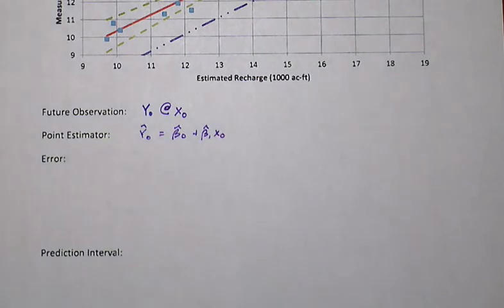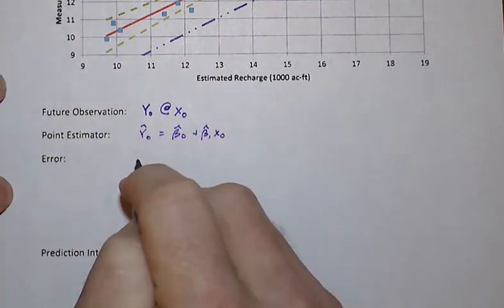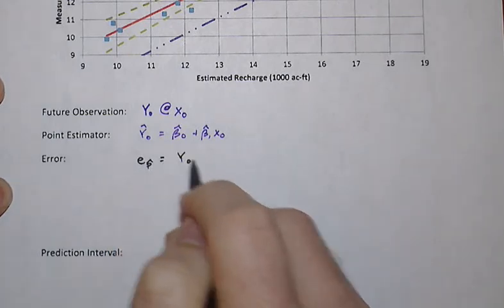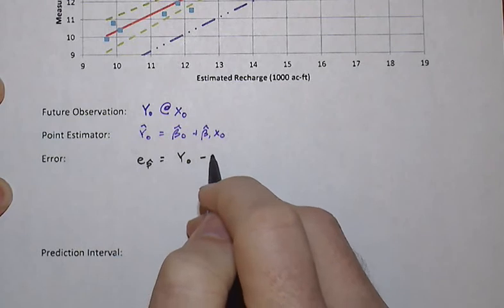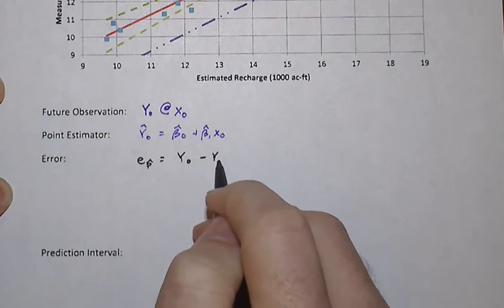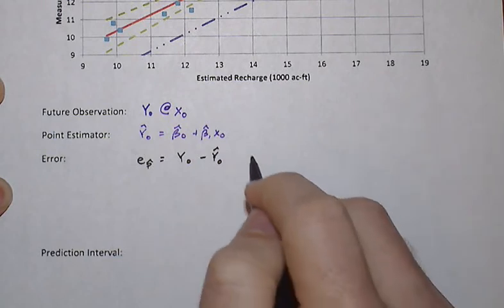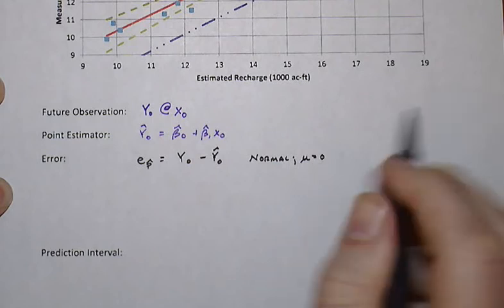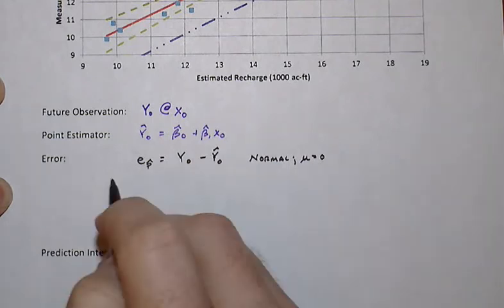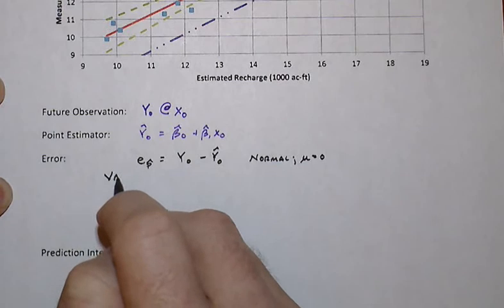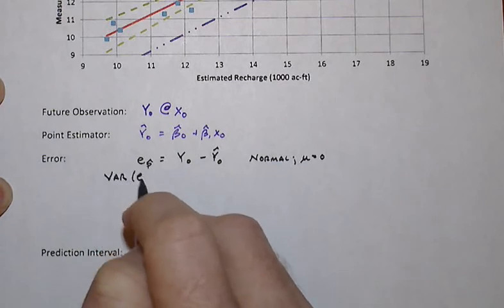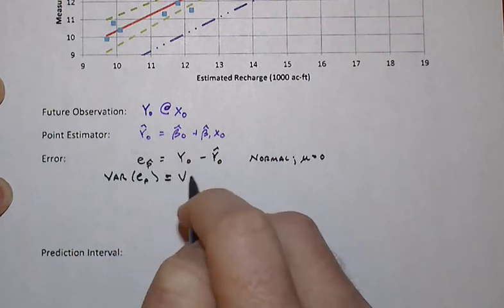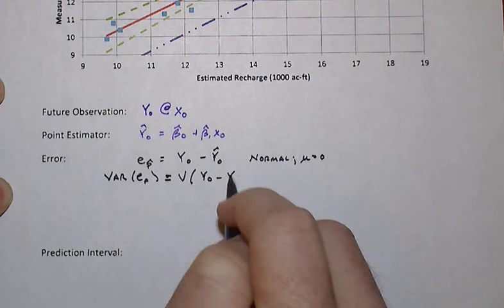Now the error that we're going to have there for the prediction, we'll give it a subscript of p hat, and that's the difference between y, the future observation, and the predicted value. And this error is also going to be normal, have a mean of 0, and the variance will be of some interest here for us in our prediction. That's really just the variance of y naught minus y hat naught.